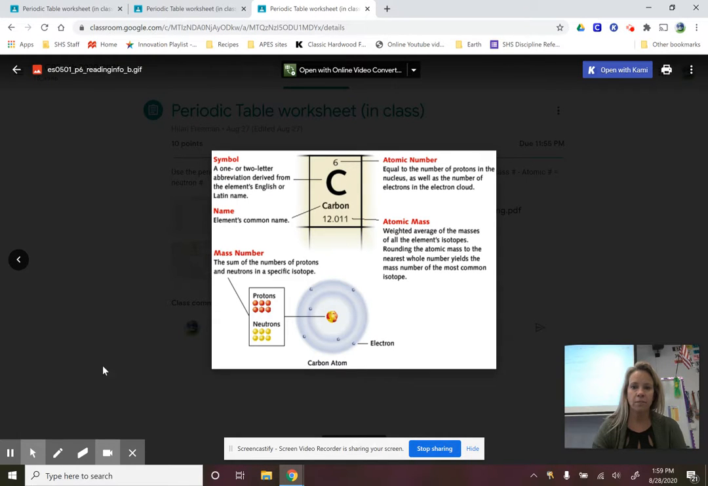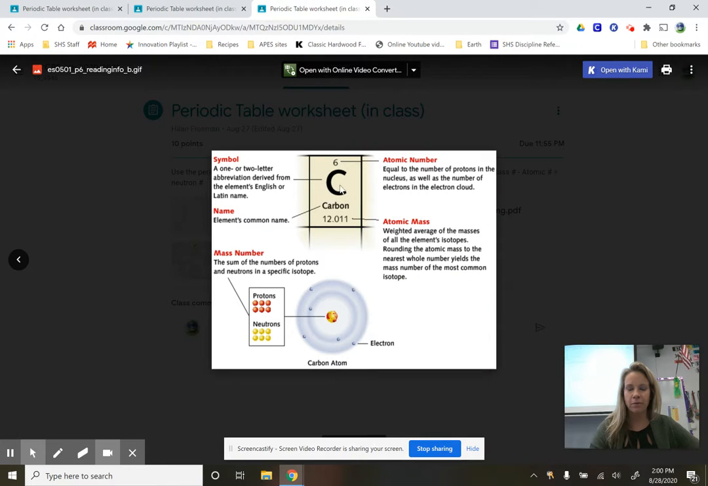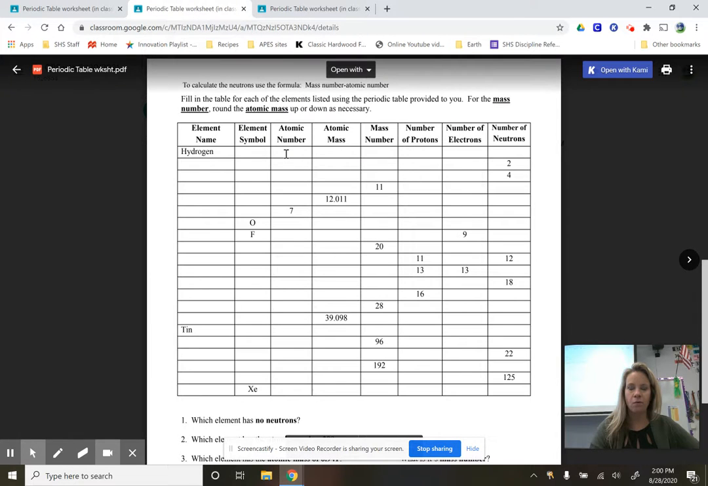All right, I had to pause it because of the bell. So going back to what we were talking about, we were at atomic number.